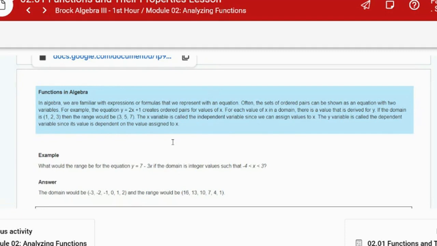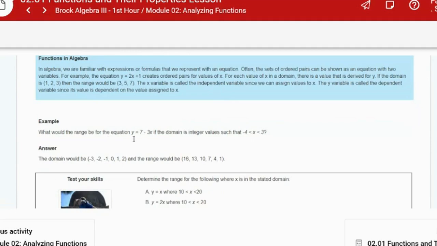No, we chose the x and we had to put it into the expression to figure out what y equals. So what would the range be for the equation y equals 7 minus 3x if the domain is the integer values that only are between -4 and 3? Well, the way we'd calculate that is we'd put -4 in and solve that. And when we put -4 in, we find out the answer is -4 times -3 is +12.